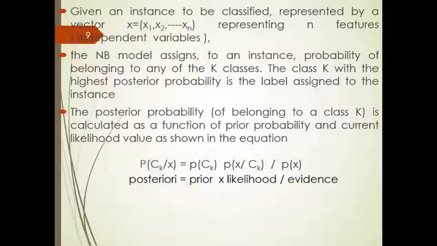Given an instance to be classified, represented by a vector x equal to x1, x2, up to xn, representing n features or n attributes, they are independent attributes. The Naive Bayes model assigns to an instance a probability of belonging to any of the k classes. The class k with the highest posterior probability is the label assigned to the instance. The posterior probability of belonging to a class k is calculated as a function of the prior probability and the current likelihood value, as shown in the equation. Posterior probability is equal to prior times likelihood divided by evidence.